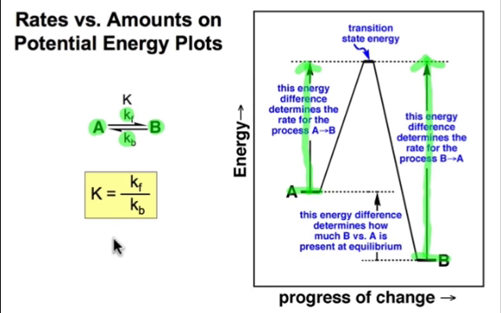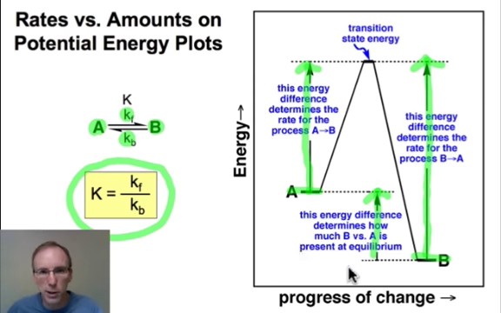The ratio of A to B is going to depend on the difference in free energy between those two minima, and that's going to be related to the equilibrium constant, capital K, which is the ratio of those two rate constants. And so you can see from this potential energy curve that we know an awful lot about the process of how A and B interconvert.